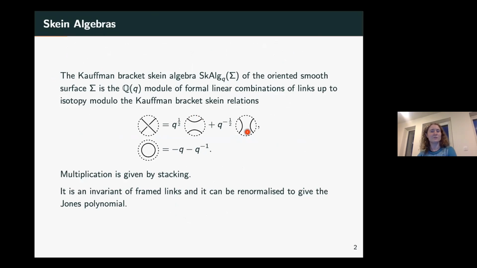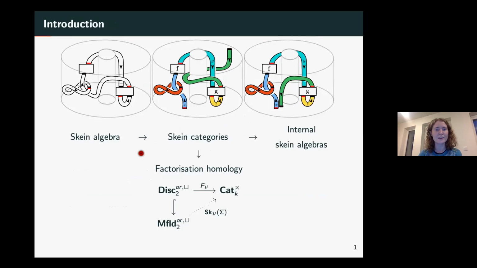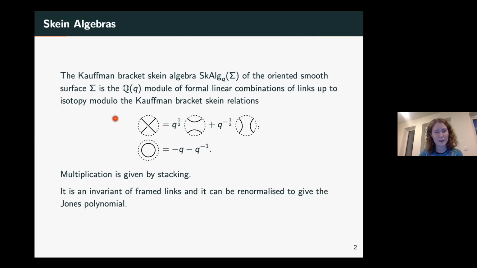So that is what the classical Kauffman skein algebra is, and it's an invariant of framed links. So as I said before, it's not actually invariant under twists, so you do actually need to frame your link. So this is why in the picture here, I've painted everything as a ribbon rather than as a single strand. But you can renormalize the Kauffman skein algebra, and then you just get the classical Jones polynomial. It is very much related to the kind of classical knot theory stuff.